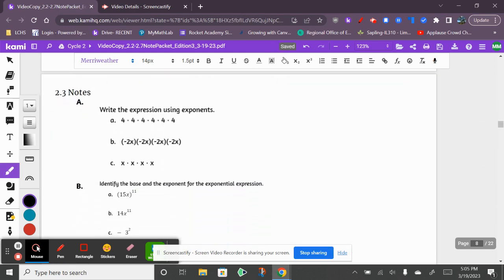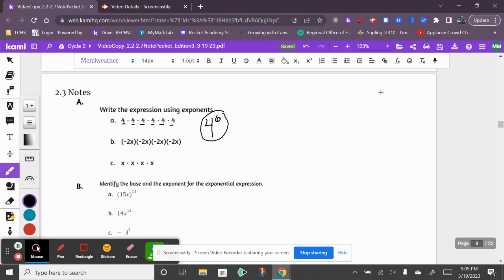Okay, looking at this next part, we're going to write the expressions using exponents. So if we have 4 times 4 times 4 times 4 times 4 times 4, we're going to look at how many times it's multiplied out. So that's 1, 2, 3, 4, 5, 6. And so 4 is our factor, and the number of times it's being multiplied is going to be our exponent, which is 6.